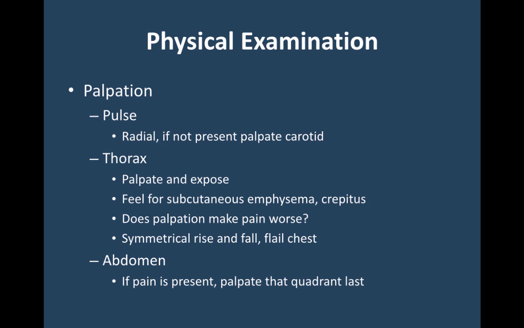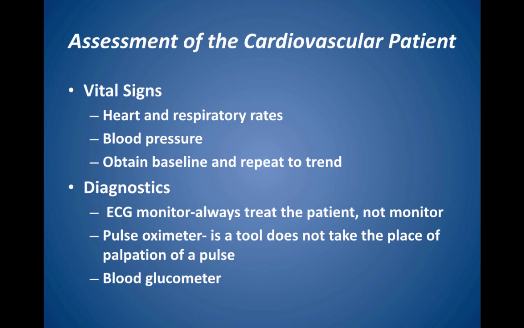And that thorax, again, palpate and expose, feel for sub-Q air and crepitus. Does palpation make things worse? Do they have symmetrical rise and fall, or are they asymmetrical? Do they have a flail chest? And then again, if pain is present in the abdomen, palpate that quadrant last. So vital signs, right? Heart and respiratory rates, blood pressure.